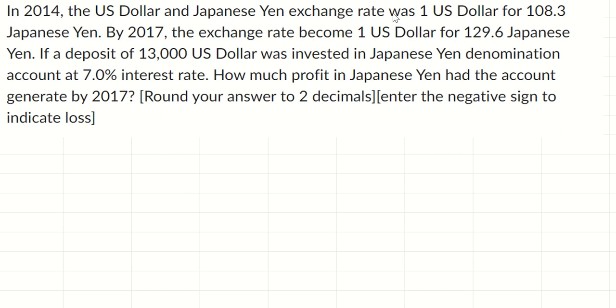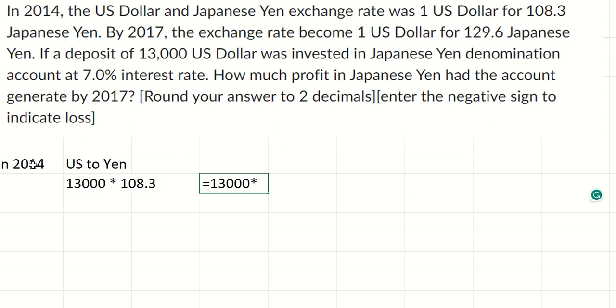So first, in 2014, we're going to exchange dollars to Japanese yen. We have $13,000, and the exchange rate is $1 for 108.3 yen. So this will give you a total of 13,000 times 108.3, which is 1.407 million Japanese yen.